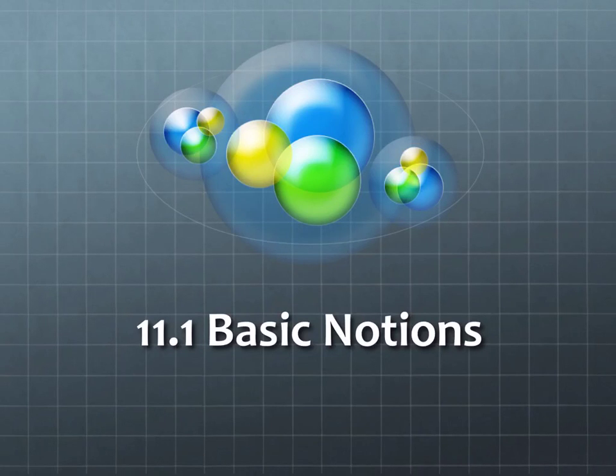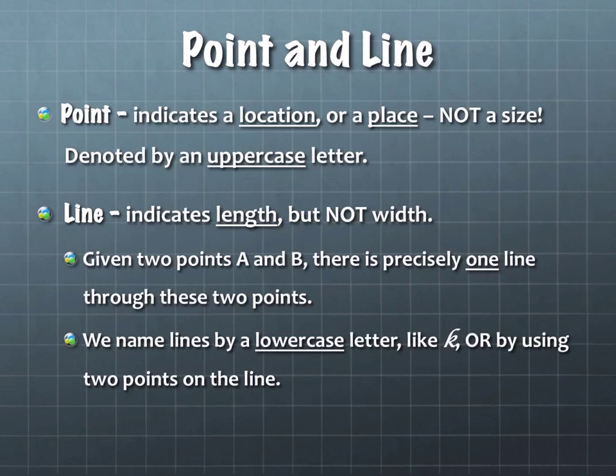So to start with, we're going to talk about the very most basic, which is points and lines. A point indicates a location or a place, not a size, and it is denoted by an uppercase letter. It's always capital letters used. Necessarily, when you draw a point, you draw size, because there's no way not to, but it has no width or length, no size.